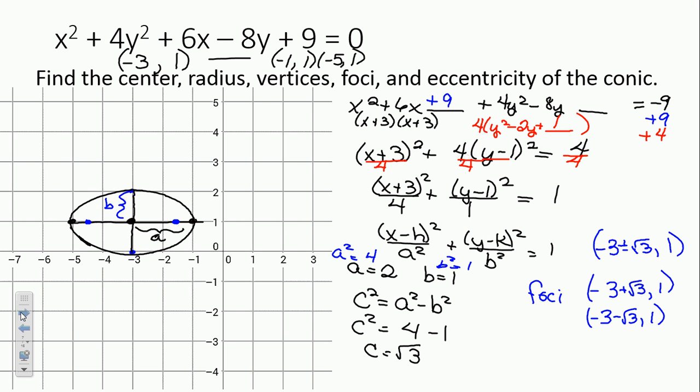Eccentricity. Tell me what eccentricity was again. C divided by A. So our C was the square root of 3, and A was 2. So square root of 3 over 2. The E is always C divided by A. It's our definition for it. So we found C by taking A squared minus B squared into the square root, and then the A was 2.